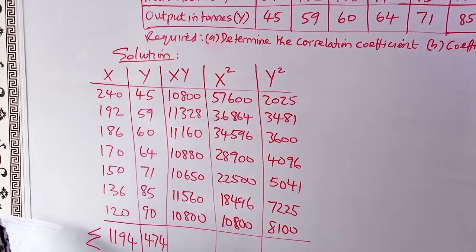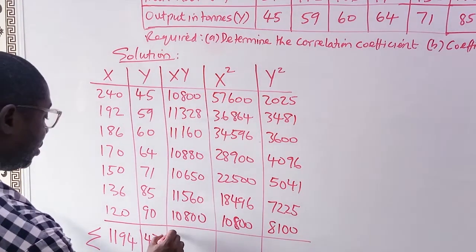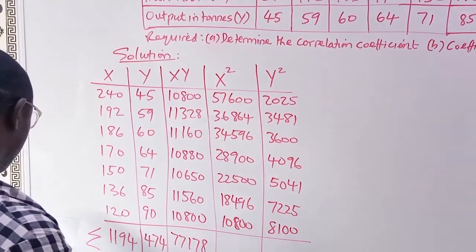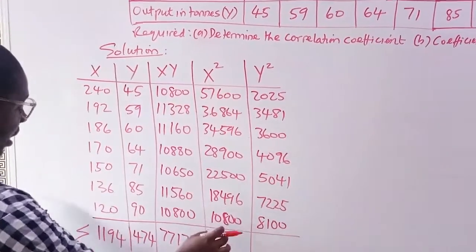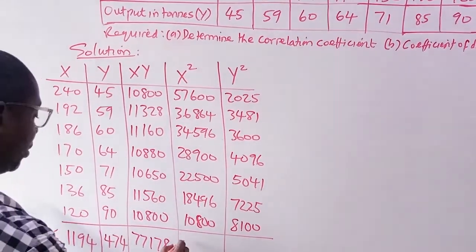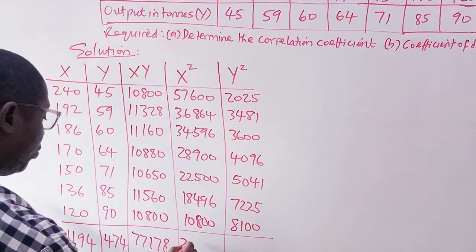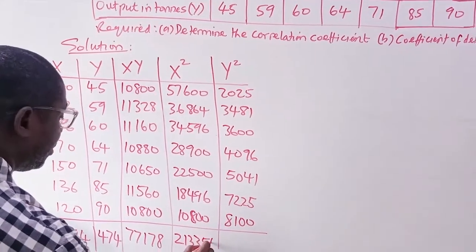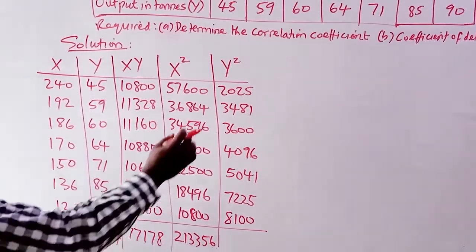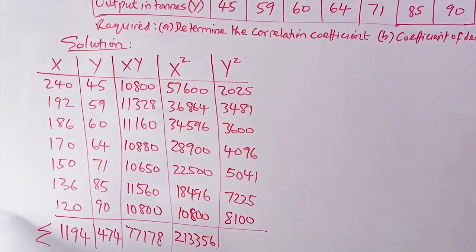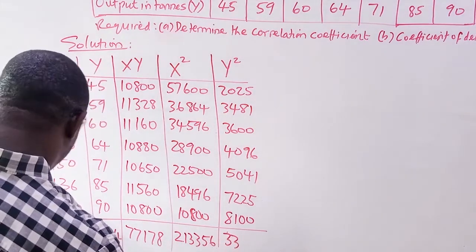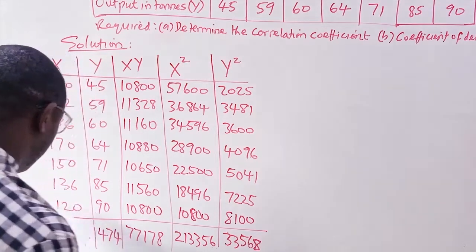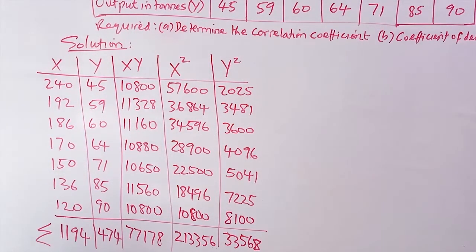The sum of XY should give us 77,178. The sum of X squared will give us 213,356. Then the sum of Y squared will give us 33,568. So that's what we have as our values.